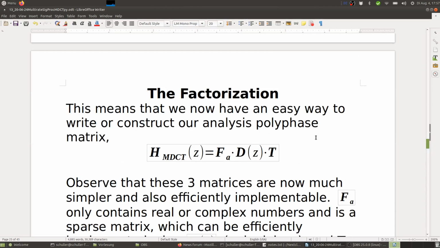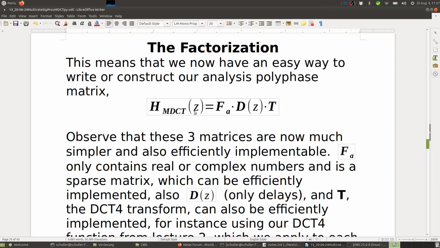Yeah, and then we get the complete factorization. That means we now have an easy way to write or construct our analysis polyphase matrix as this product. Right? Here our complete polyphase matrix can now be written as this product of 3 matrices: Fa, which is the sparse matrix, which contains the prototype function.